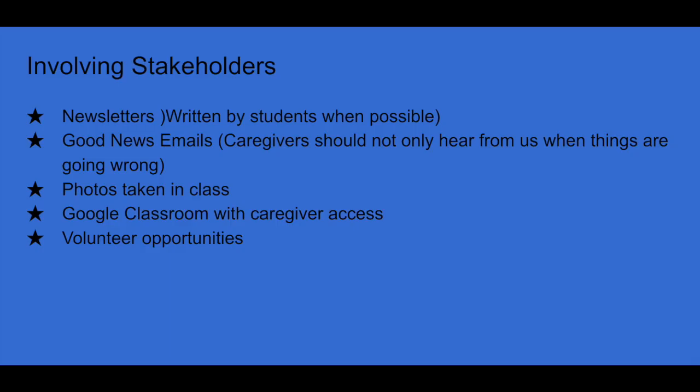One way to foster self-determination is to involve stakeholders. You can involve stakeholders with newsletters, preferably written by students, emails home with positive news, photos taken in class, and Google Classroom. You can also foster volunteer opportunities if parents have the time and means. In my class, we had a Google Classroom, which the parents set up resources and shared information that helped them with their learners.